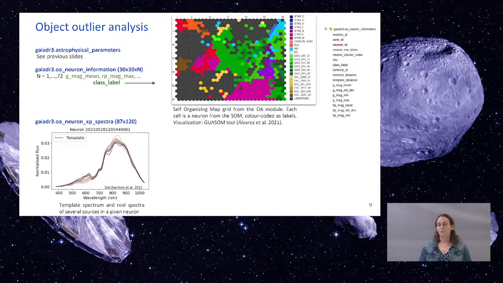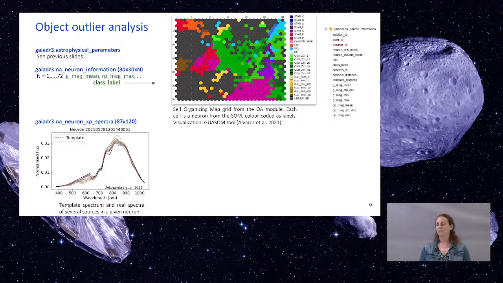Now let's move into the object outlier analysis. I mentioned on the last slide that you will find some results in the astrophysical parameters on a source-by-source basis, but then there are also 2 extra tables. The first one is the multi-dimensional table OA neuron information. It's a 30 by 30 by n parameters table, where n is up to 72 different statistical properties.